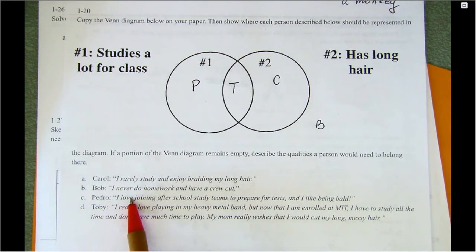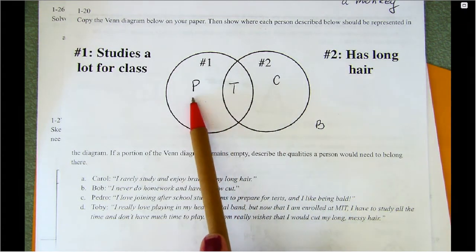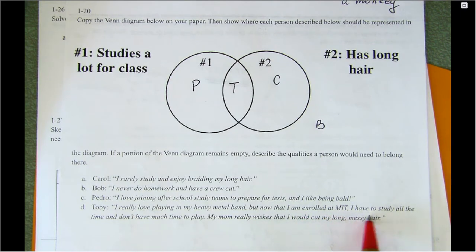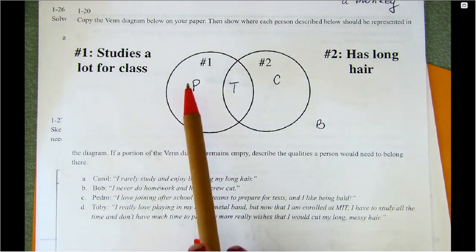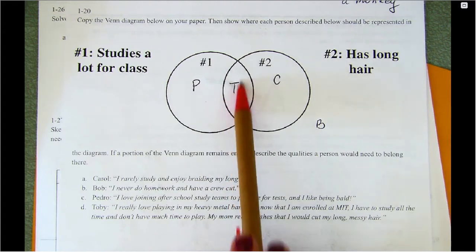Pedro, I love joining after school study teams to prepare for tests, and I like being bald. So he doesn't have long hair, but he likes to study. So Pedro will go to set 1. And then Toby here, I really love playing in my heavy metal band, but now that I'm enrolled at MIT, I have to study all the time and don't have much time to play. So we know he studies a lot. And then my mom really wishes that I could cut my long messy hair. So not only does he have to study, he studies a lot. He also has long hair, so he belongs to the intersection of two sets.